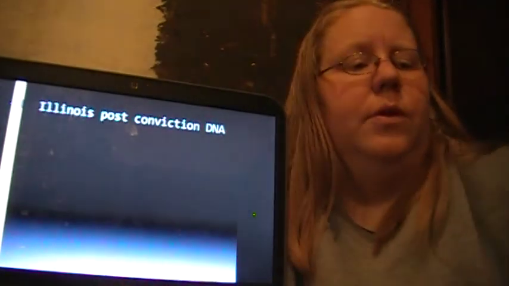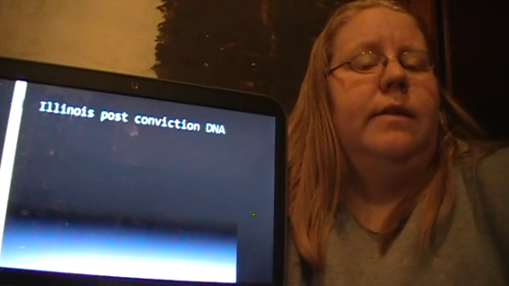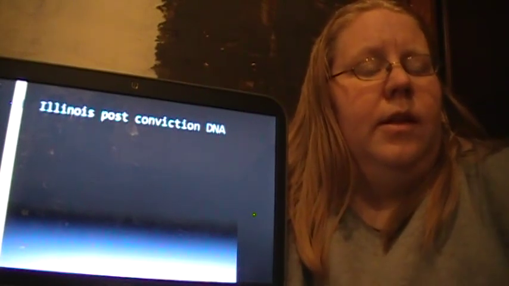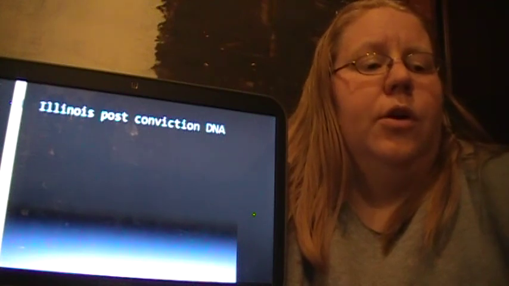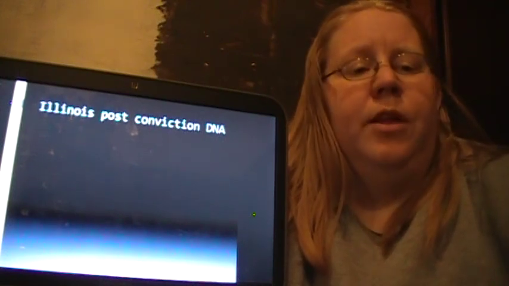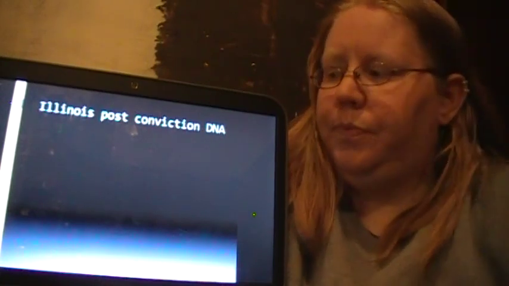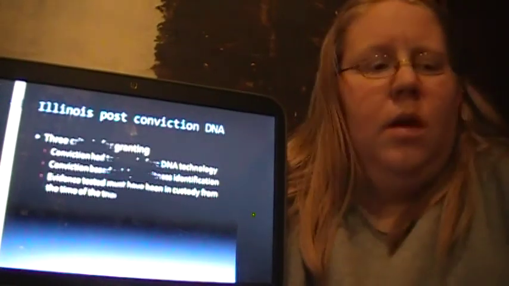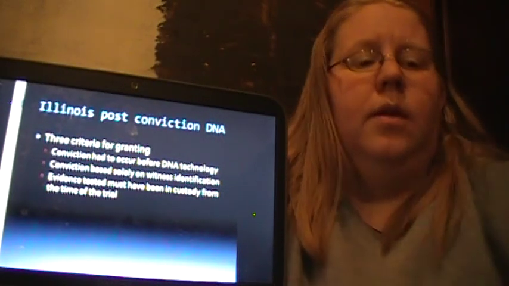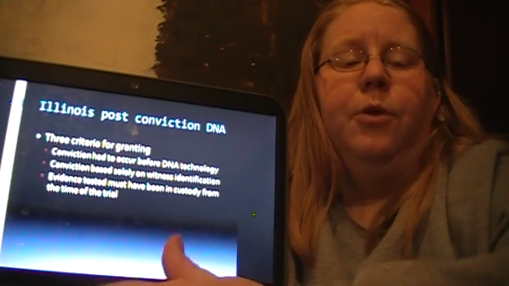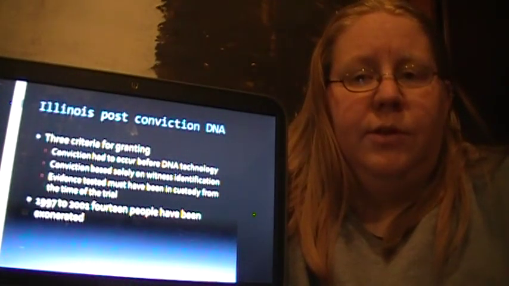Illinois followed suit and passed its own post-conviction DNA testing law in 1997. They differed a little bit, and their 3 criteria were: the conviction occurred before DNA technology was available, it must be based solely on witness identifications, and the evidence must have been secured at the time of the trial. Illinois has resulted in 14 people being exonerated between 1997 and 2001.